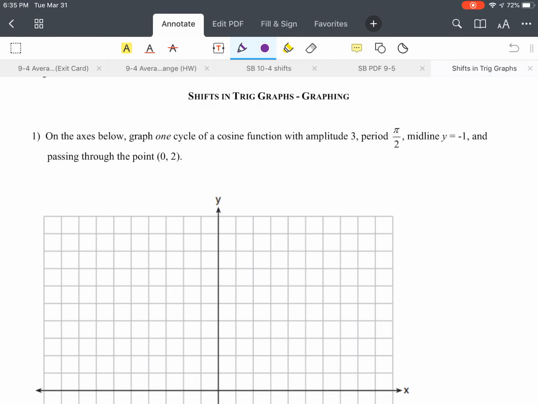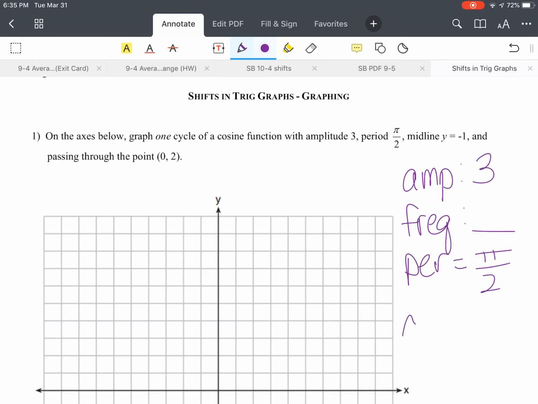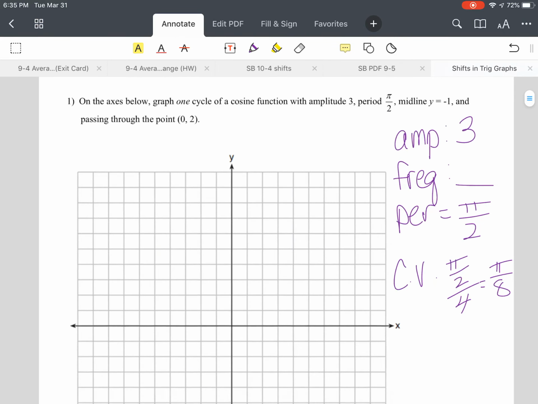Okay. So let's write down what we know. It's always helpful. Amplitude is 3. Frequency we don't know. That's okay. Period is pi over 2. So we can find our critical values. That's period divided by 4. So pi over 2 divided by 4 is pi over 8. So I'm going to have a critical value every pi over 8.